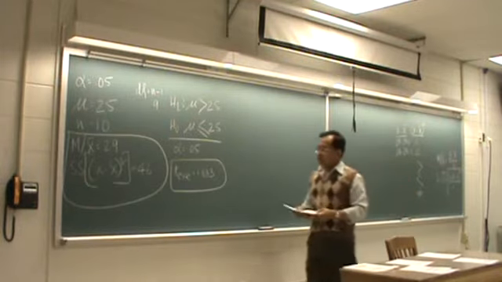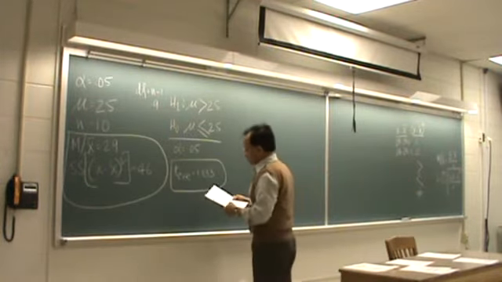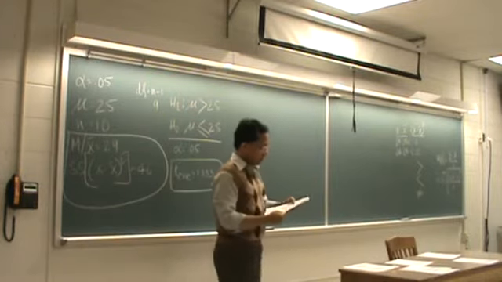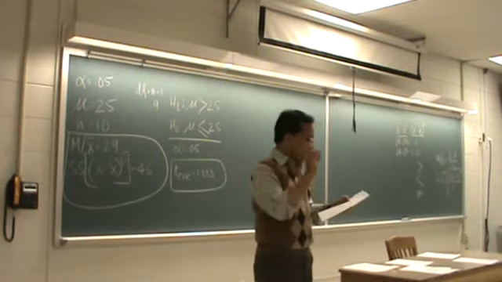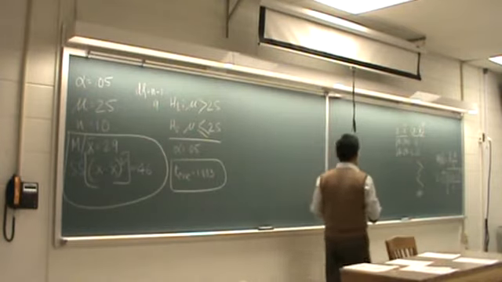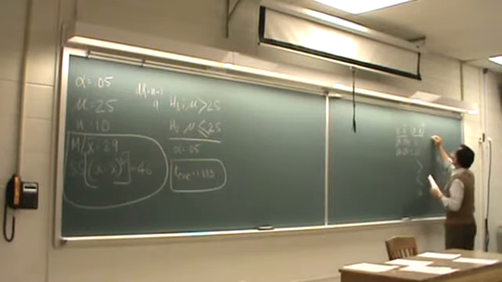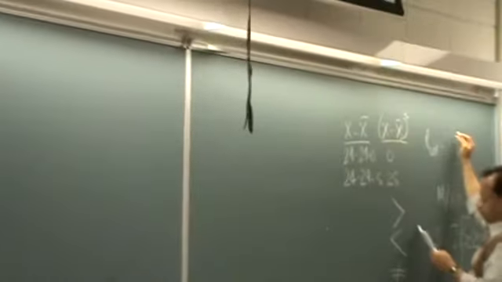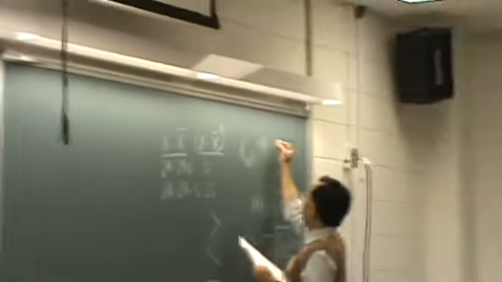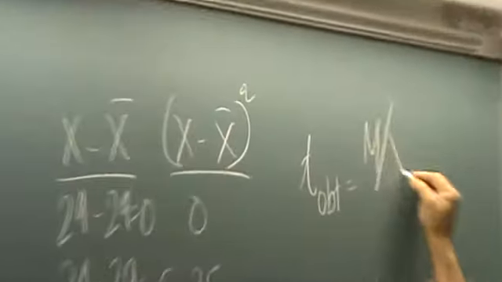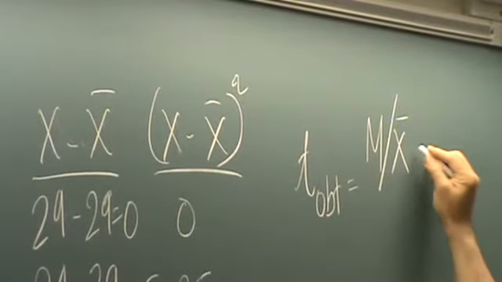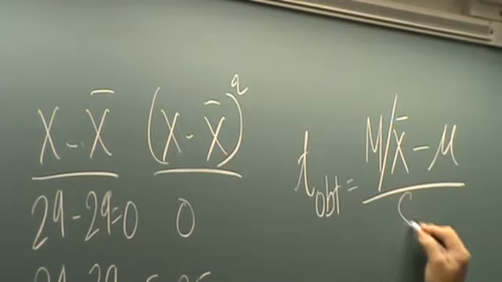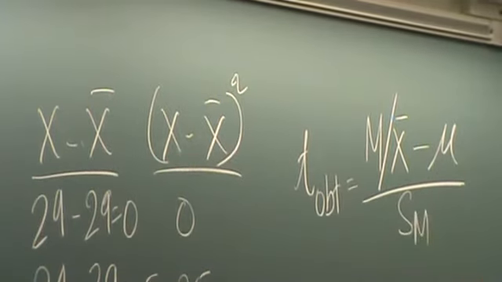We are given this sum of squares, which is 46. We need to find out the standard deviation. Why? Because we need to calculate the standard error. The T of 10 is x bar, minus mu, divided by the standard error of the mean.